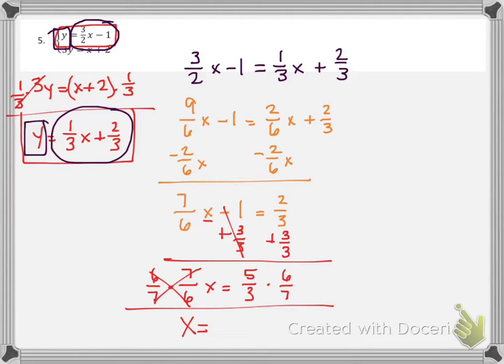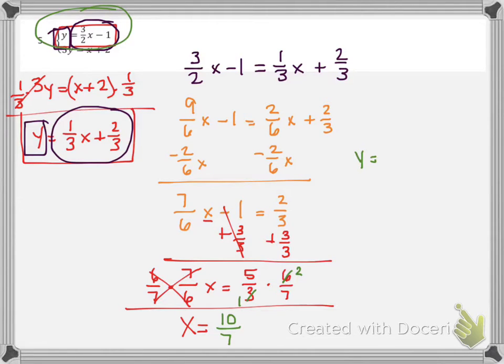Let's see. I can simplify before I multiply, so I'm going to do that. 3 goes into 3 once. 3 goes into 6 2 times. And then I can multiply 5 times 2, that's 10, over 1 times 7, that's 7. So x is 10/7. And now I can plug that in to either equation. Doesn't matter which one. I'll choose this top one. And I can solve for y.